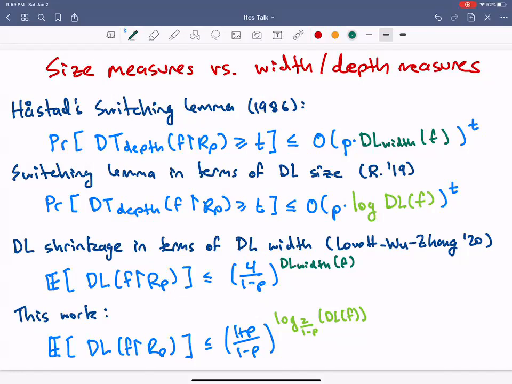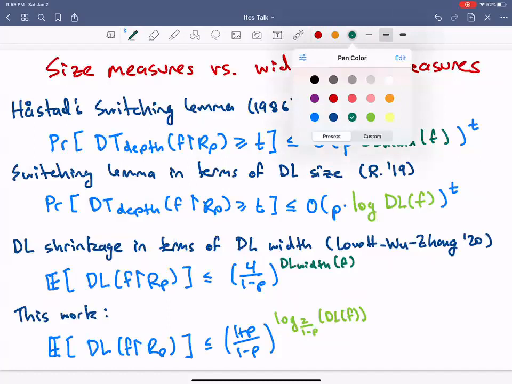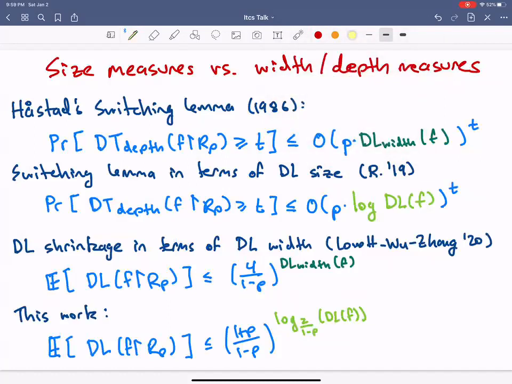Good. To give some perspective on the result, I think it's useful to draw this distinction between size measures and the corresponding width and depth complexity measures. Here on the top, I've stated Håstad's switching lemma. Earlier I stated it in terms of CNF width to DNF width, but a more general version in terms of decision lists and decision trees is the following bound.